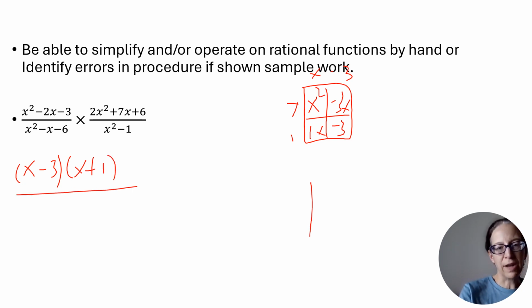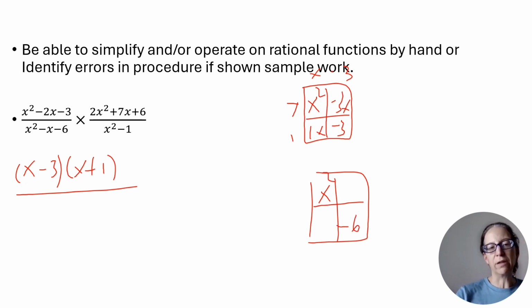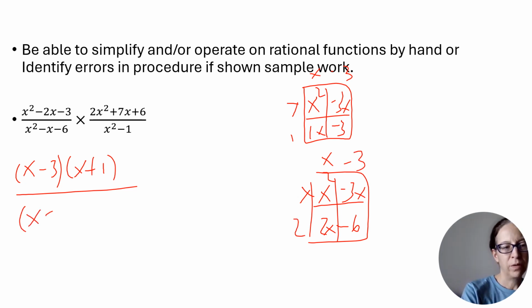And then we factor the next one, which is x squared, and then we have a minus 6. We need two factors of negative 6 that add up to negative 1. That is negative 3x and 2x. So we have negative 3 and positive 2.